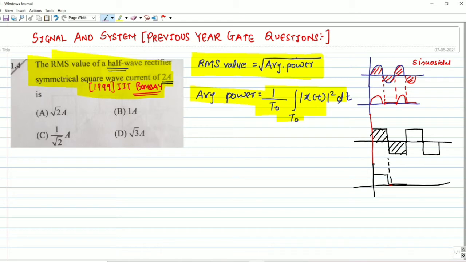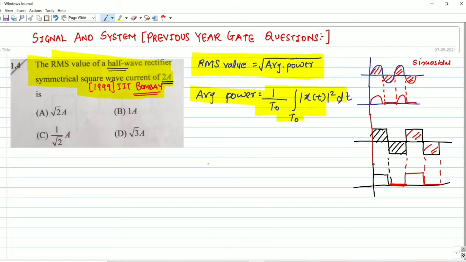In this cycle, the negative cycle will be absorbed, and for the next cycle, this positive half cycle, it will allow. And in this cycle, this is a negative cycle, it will absorb. This is the function of the half wave rectifier.